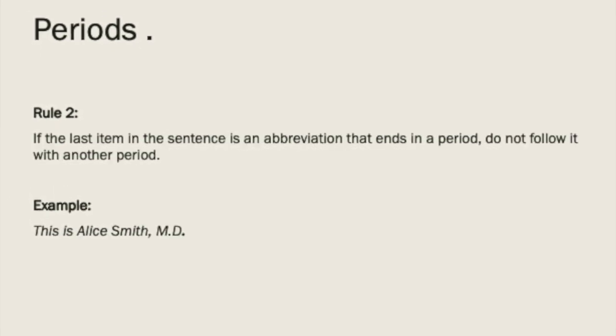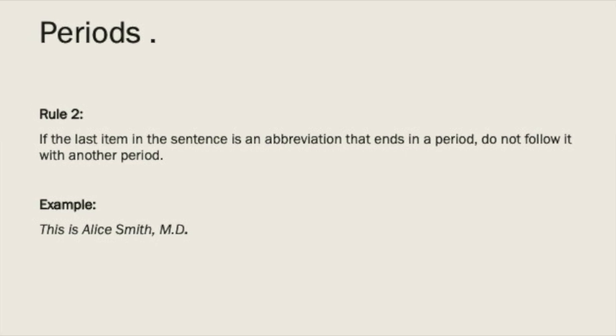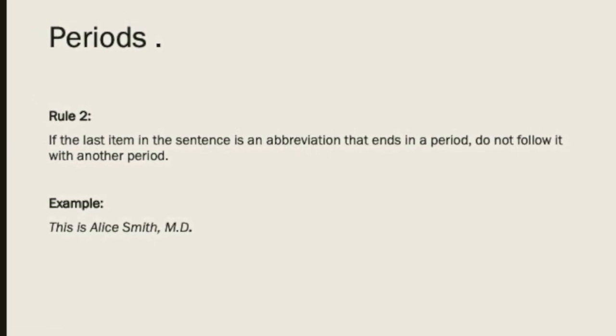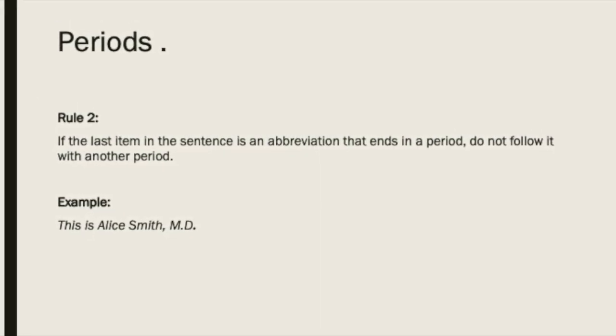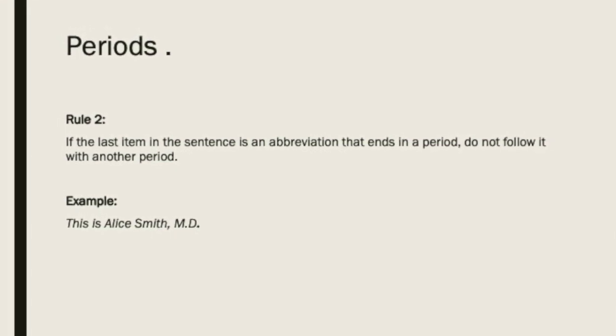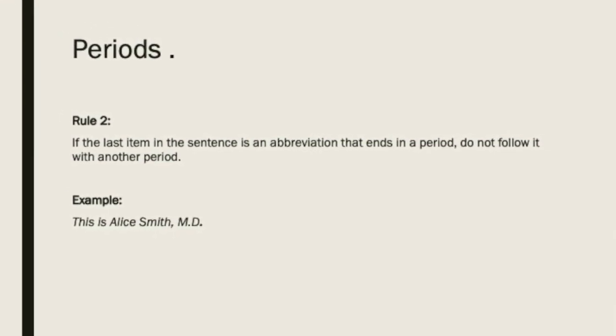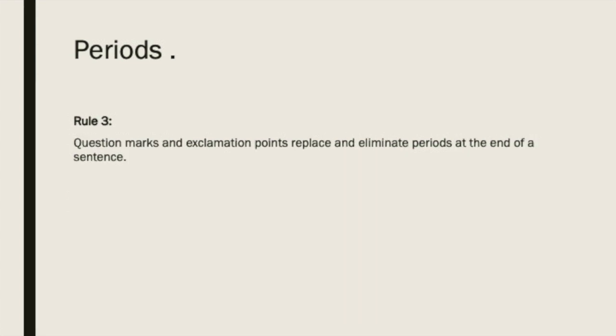Rule 2: If the last item in the sentence is an abbreviation that ends in a period, do not follow it with another period. Example: This is Alice Smith, M.D. The abbreviation M.D. ends in a period. We don't add a second period.